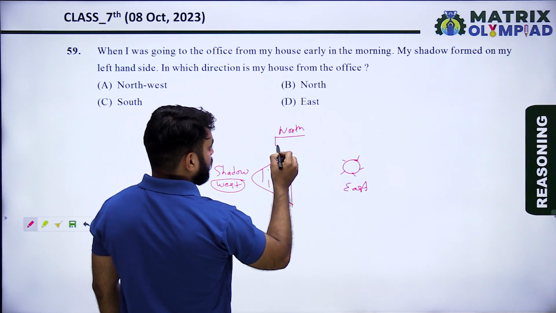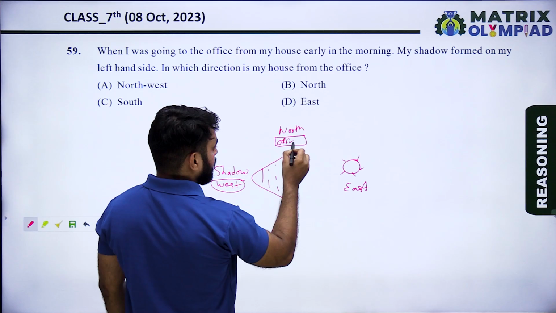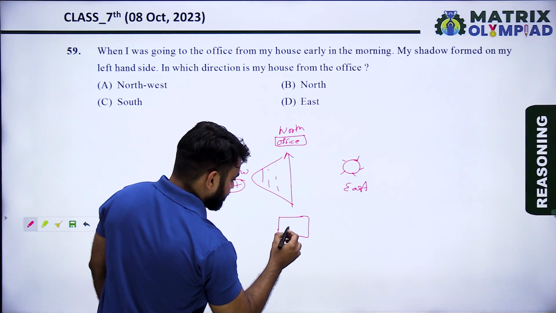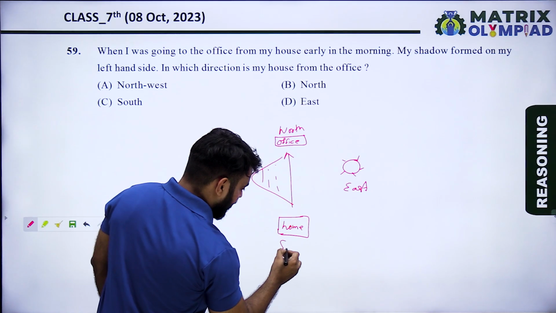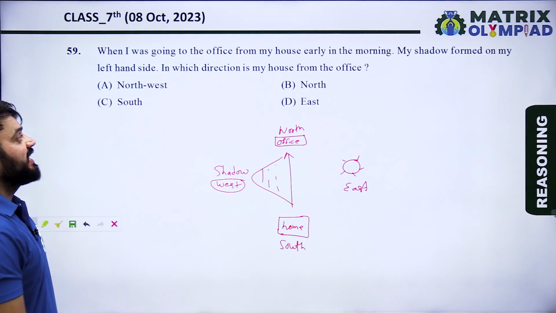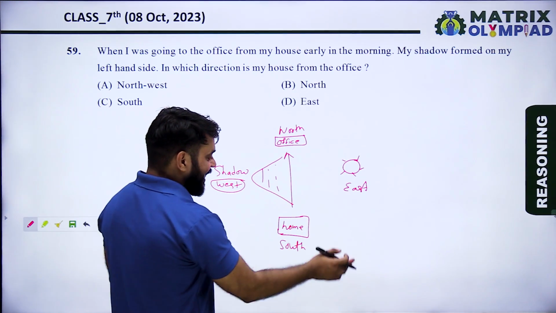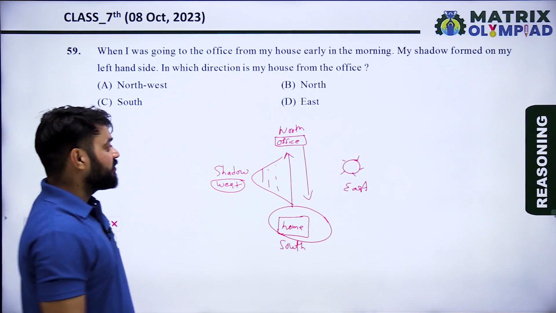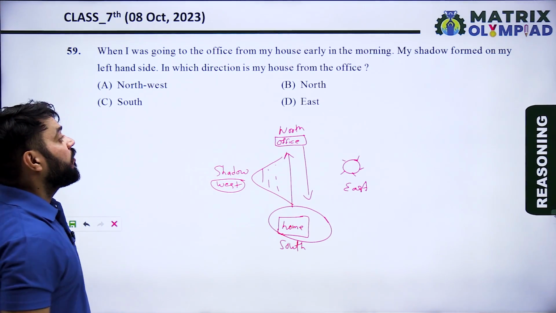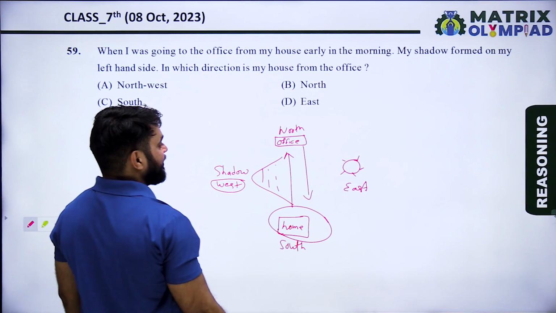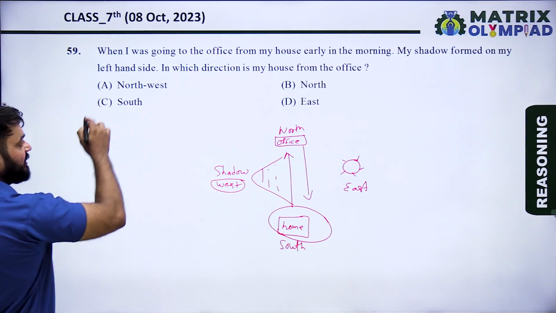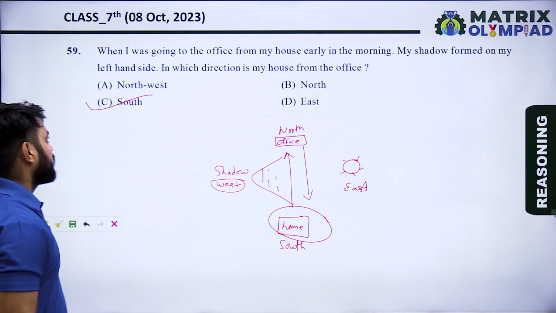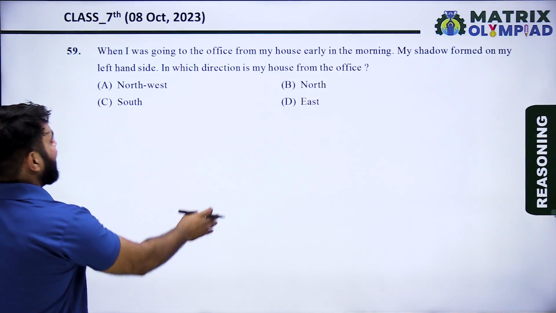Okay, so the position of my office is in the north direction, and the position of my house was in the south direction. In which direction is my house from the office? Find the direction of my house with respect to my office. So my house is south of my office. So the right answer is south, option C. Okay, let's move on to the next question.